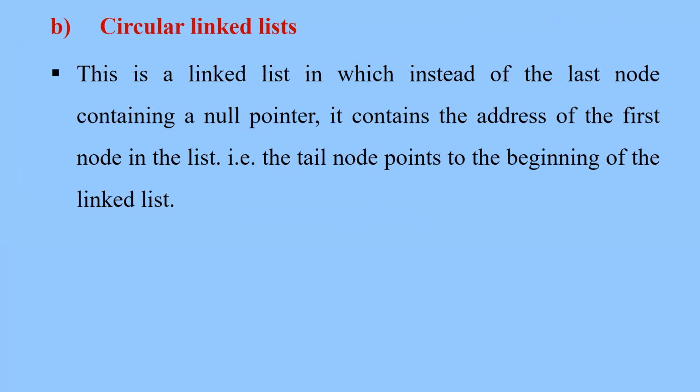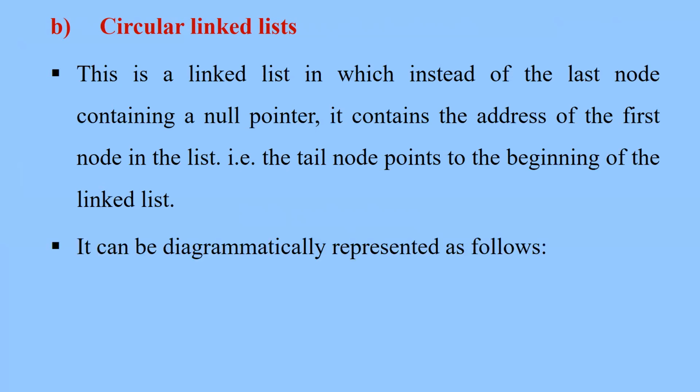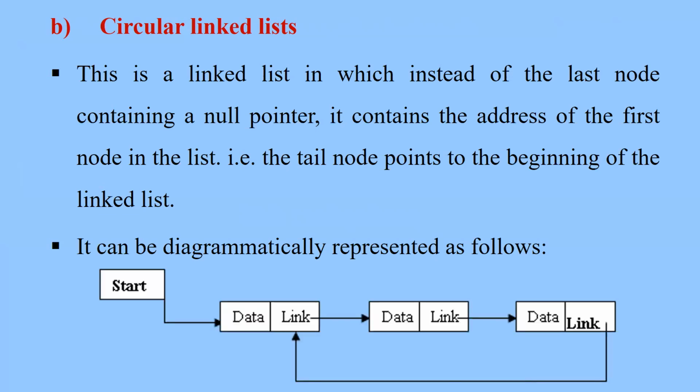Let's look at circular linked lists. This is a linked list in which, instead of the last node containing a null pointer, it contains the address of the first node in the list. That is, the tail node points to the beginning of the linked list. It can be diagrammatically represented as follows. You can see in this diagram that the last node contains a pointer which takes us to the beginning of the linked list. Its syntax is as follows in C.